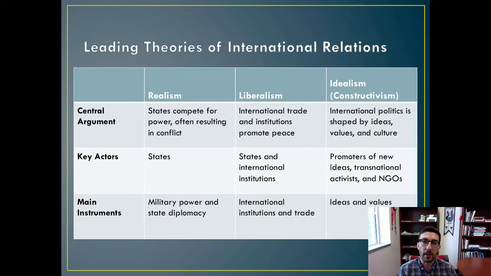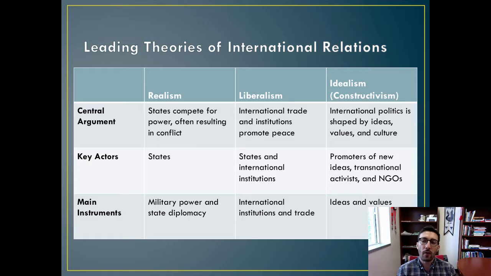Again, states don't set up international institutions for fun. They do so because they think that they're going to benefit from them, and that benefit might be increased efficiency, it might be reduced conflict, and trade also helps to grease the wheels of the international system for reasons that we'll talk about more when we get to the lectures on liberalism.